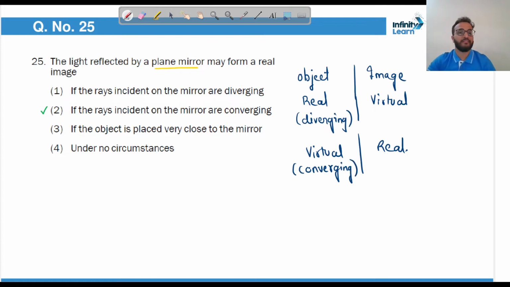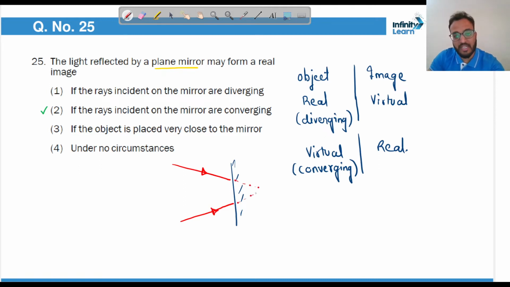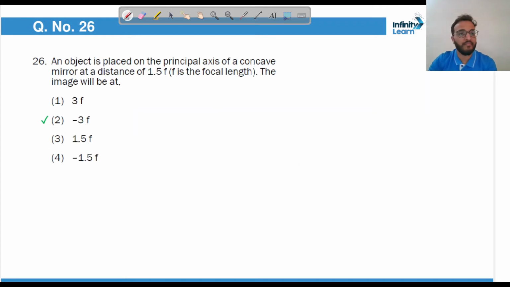You understand? For example, this is a plane mirror and the rays are coming like this. So they are meeting here. So technically the object is in the mirror. But what will happen? They will reflect and they will meet here. So the image is real and the object is virtual. This is the case. This is a genuine case.